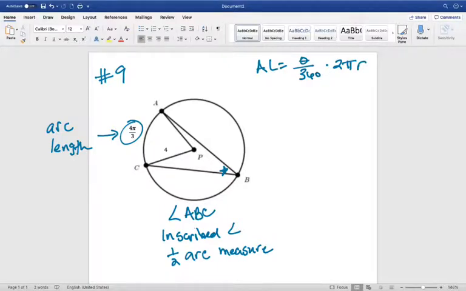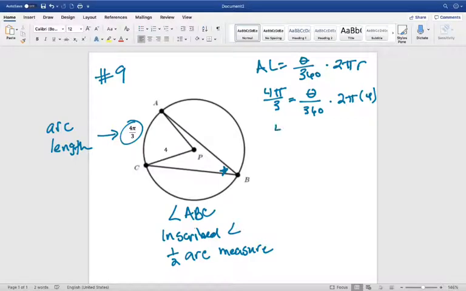So we know our arc length is 4 pi over 3. We don't know what theta is. We have no idea what the angle measure is or what the arc measure is. So we're just going to put theta. And then I know that the radius is 4. So I'm going to solve this now for theta.